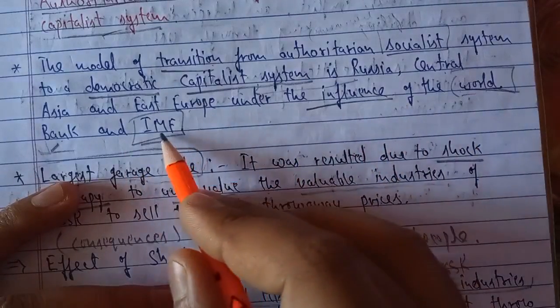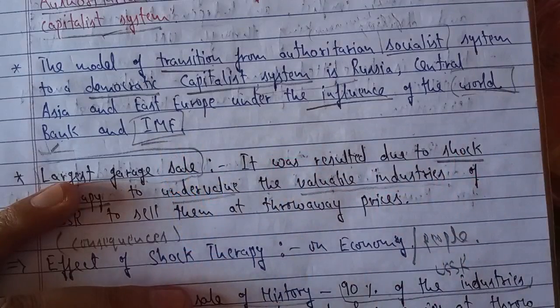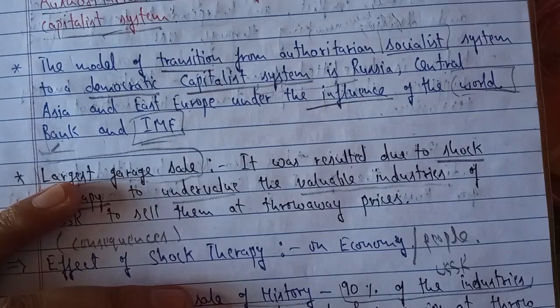So under their influence, the IMF and World Bank promised them that they will financially help all the republics to make a transition from a socialist society to a capitalist society. So under the influence of IMF and World Bank, the socialist countries under USSR were now trying to make a transition from the old ideology to a capitalist ideology.